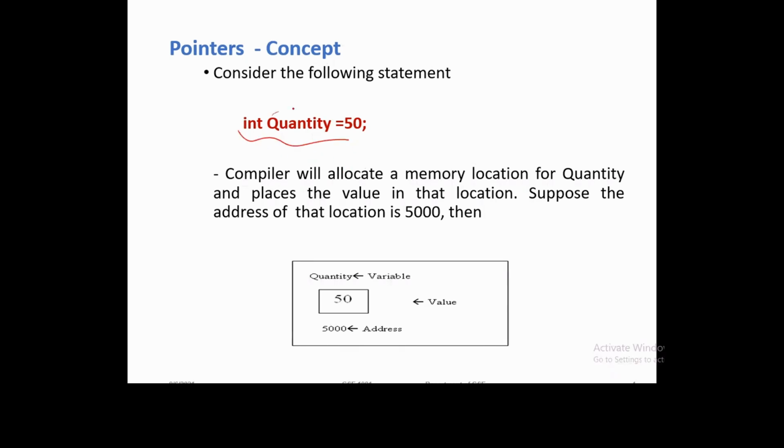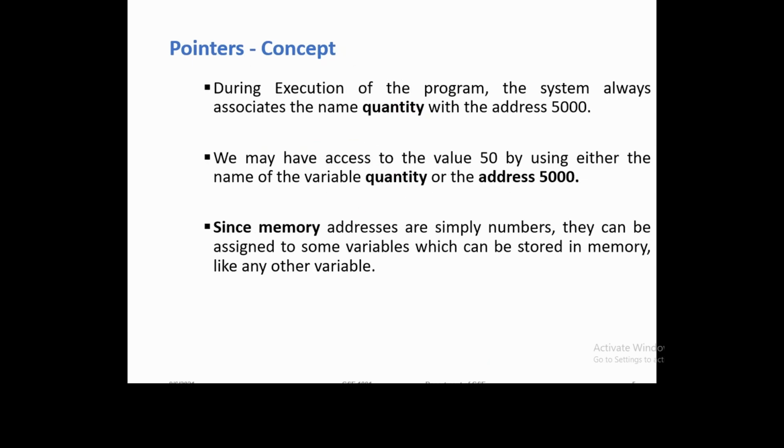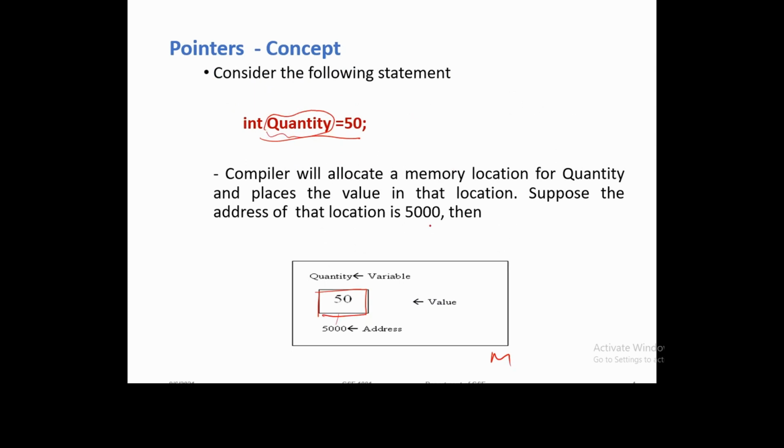Whenever a variable is declared, like int quantity = 50, in the memory there is a memory block. Let's suppose it is the memory representation. The block whose address is 5000 is allocated to this particular variable. Now I can simply use the name of this variable and access this value. The compiler will allocate a memory location for quantity and place the value in that location.